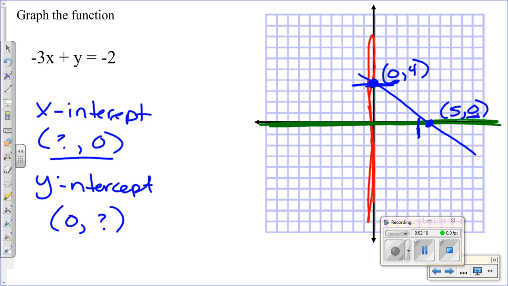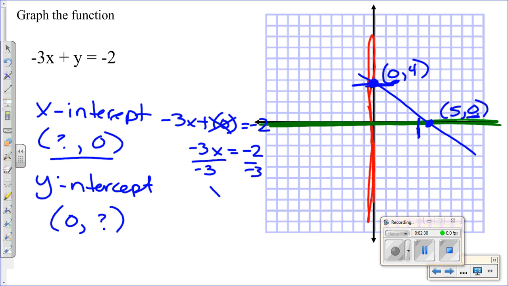So if I know that y is 0, so if I come over here and I take negative 3x plus 0 equals negative 2. Right? So I know that that is 0. So what I'm left with then, because that kind of goes away, is negative 3x equals negative 2. If I divide both sides by negative 3, I get x is 2/3. So that is my x-intercept then. And I can write that here, 2/3.